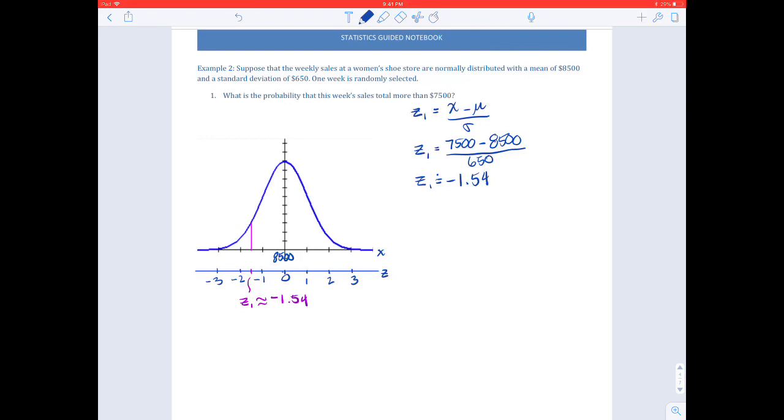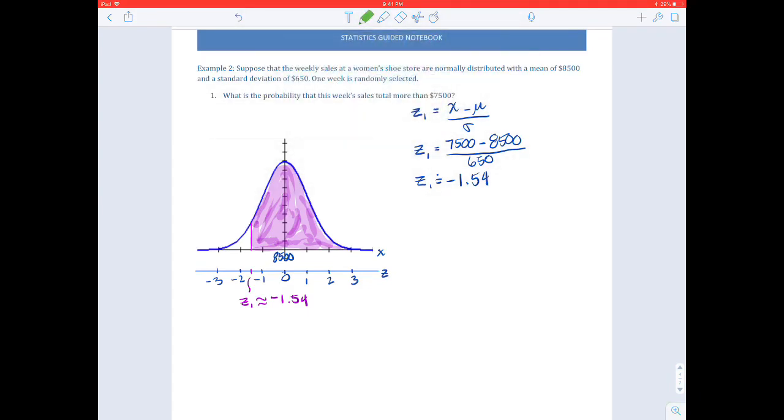We want to find out the probability that this week's sales are more than 7,500, right? So more than 7,500 is all this stuff here. So we know that it's going to be more than 50% because we have more than half the area contained. So that's the probability we are looking for. Good so far?